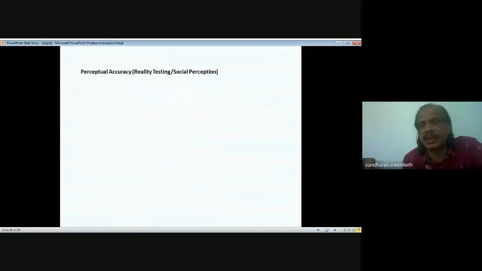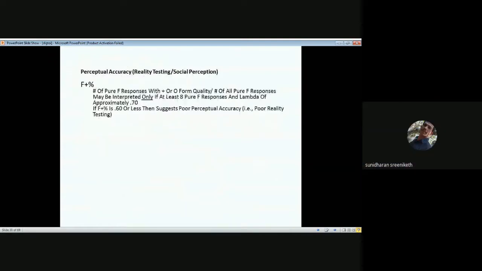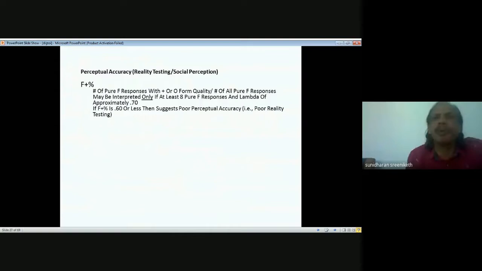Then the perceptual accuracy, this is very important for knowing the person's current cognitive impairment, whether there is cognitive impairment or psychotic features, whether the person is able to understand his environment in a real way, or how the individual perceives the social situation. This is very important to understand the psychotic, whether the patient is living in reality or not.